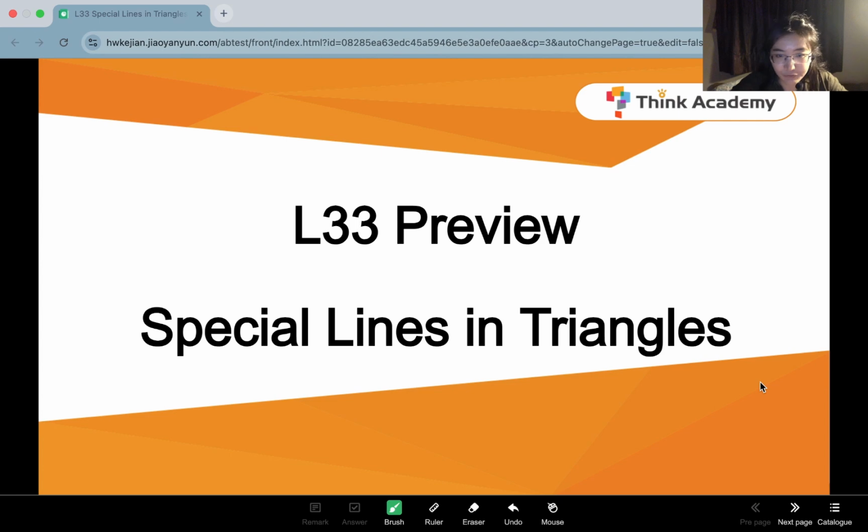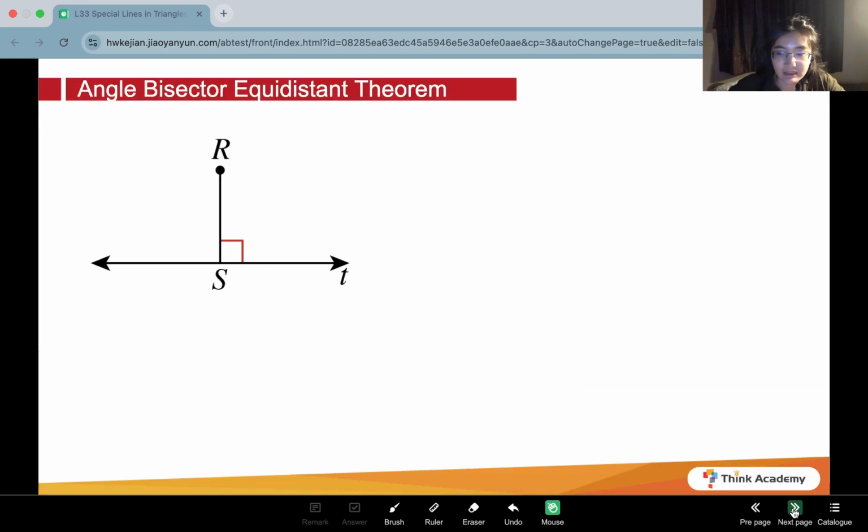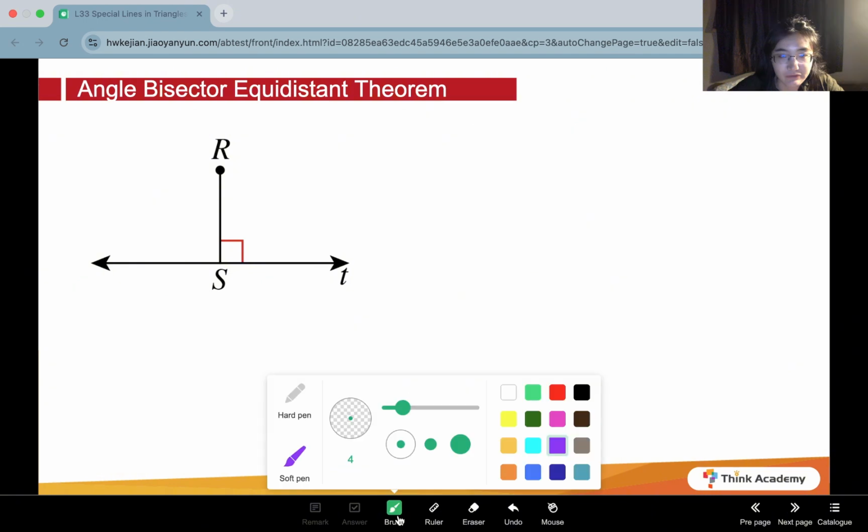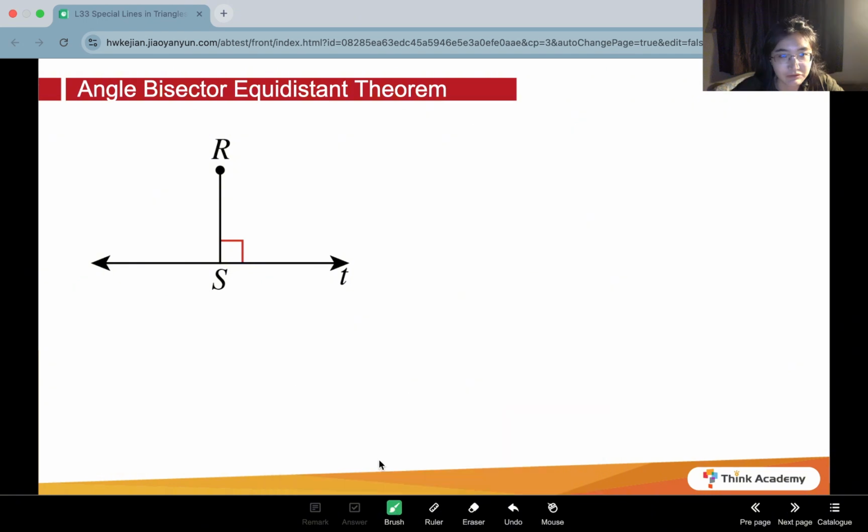In the past 4 weeks, we've learned about the congruent triangles and similar triangles. In this week and next one, we're going to explore more in triangles. To be more specific, we're going to talk about special lines in them. But before that, let's be familiar with a very important concept, the distance.